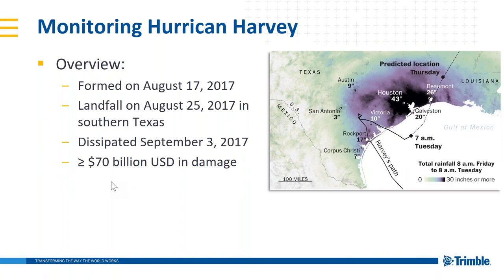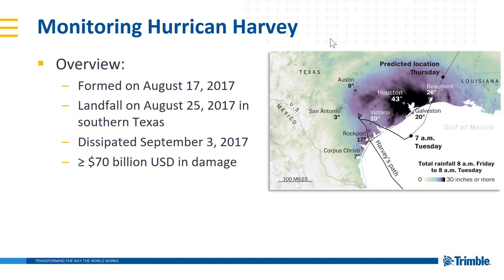So Harvey actually formed on August 17th. It made landfall on August 25 in southern Texas in the US. And it dissipated on September 3rd. And on the map on the right side, you see Harvey's path in the black line. So it hit the coast at Rockport, and then it turned to the northeast. And overall, the damage was estimated to be more than $70 billion for Hurricane Harvey.